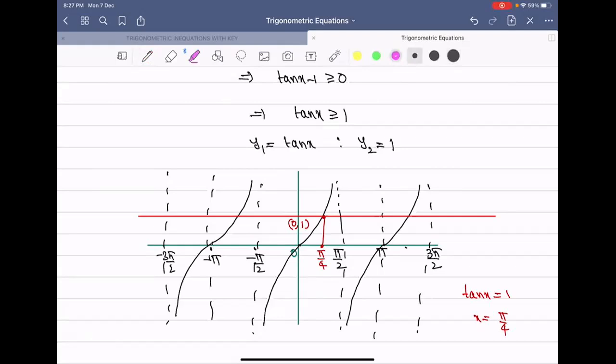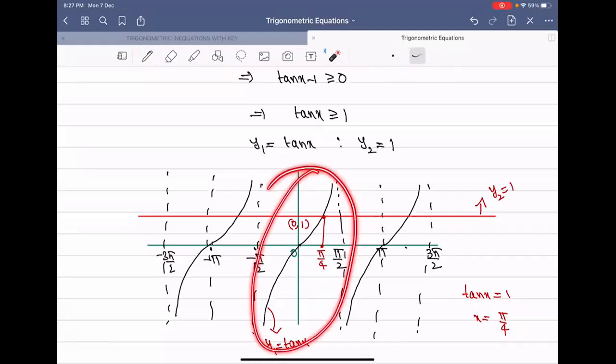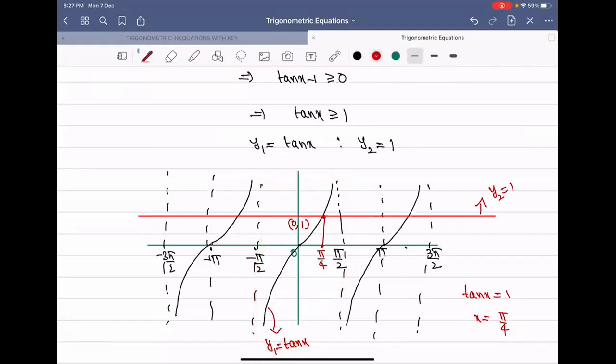Now, tell me, the tan x graph is above the one line. This graph is y1 equals tan x, and this one is y2 equal to 1. Now tell me, in which interval is tan x above the one line? Only from pi by 4 to pi by 2. Yes, only consider this one. Here equality is also there.